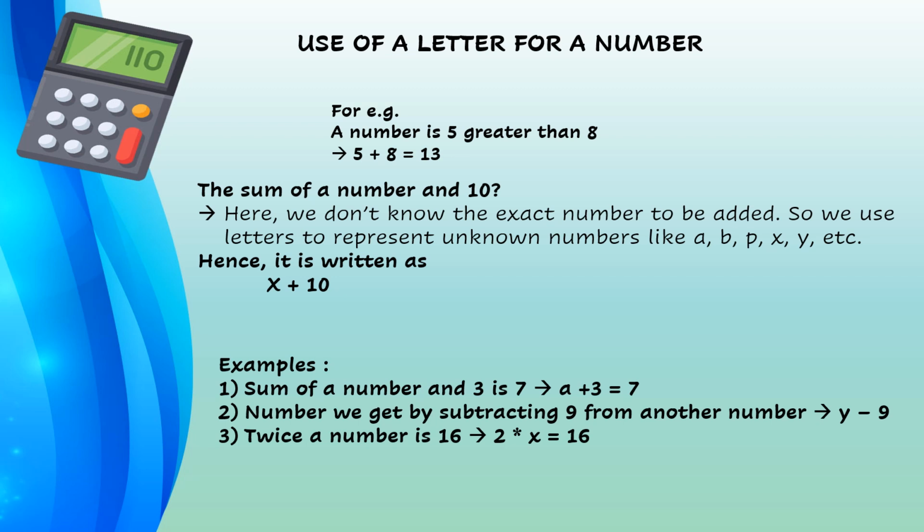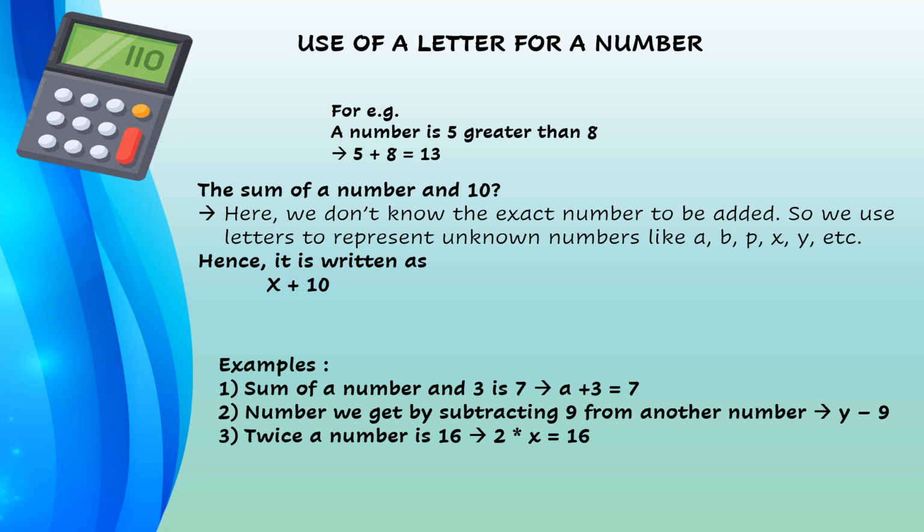Suppose the question comes as the sum of a number and 10. Do we know which number is added to 10? No, here the number is missing. So what will we write instead of that? We can represent the unknown number with letters from a to z. Here I am taking it as x. So that number for me will be x. Sum means plus, and the other number is 10. So x plus 10. That is how I will write the expression. x plus 10.